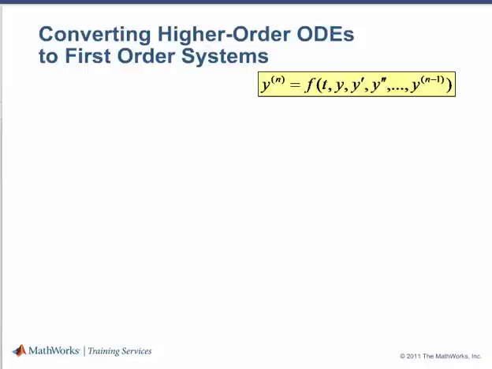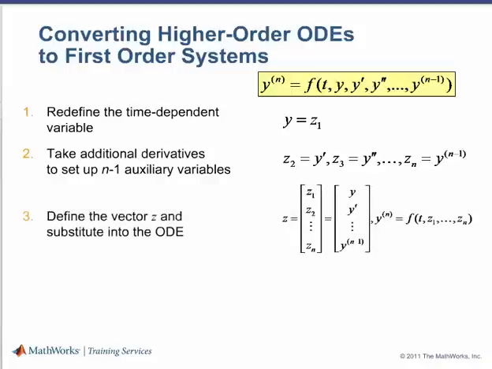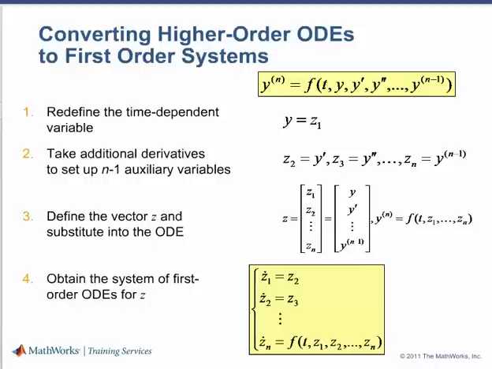To convert higher-order ODEs to a first-order system, we follow these steps. We start by redefining y as z1. Next, we take additional derivatives and obtain z2 equals y prime, and so on, up to the n-1 derivative of y. We can then define the vector z and redefine the ODE in terms of t and z. The resulting system has n-1 equations that come directly from the definition of the variables, and the last equation comes from the original ODE. All ODEs, regardless of order, can be converted to first-order systems using this technique.